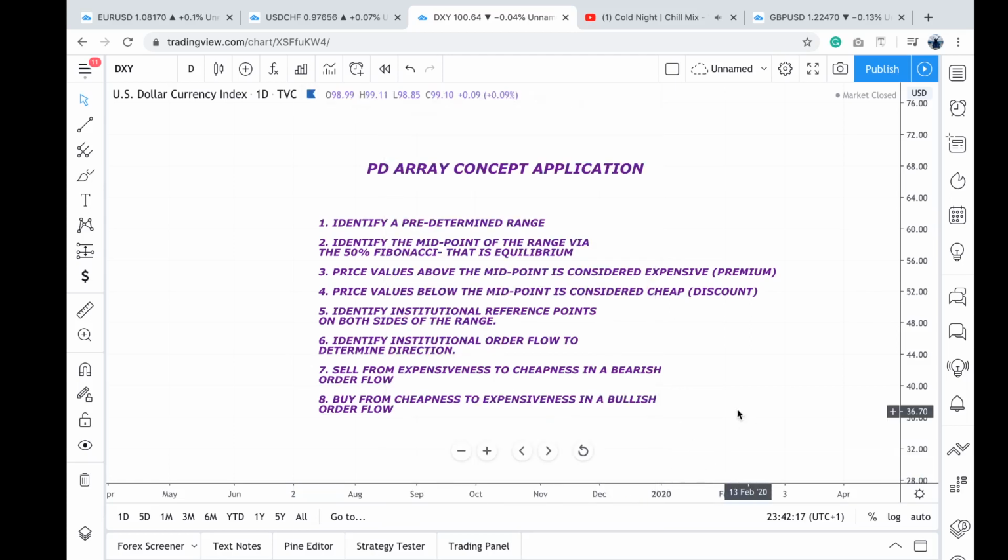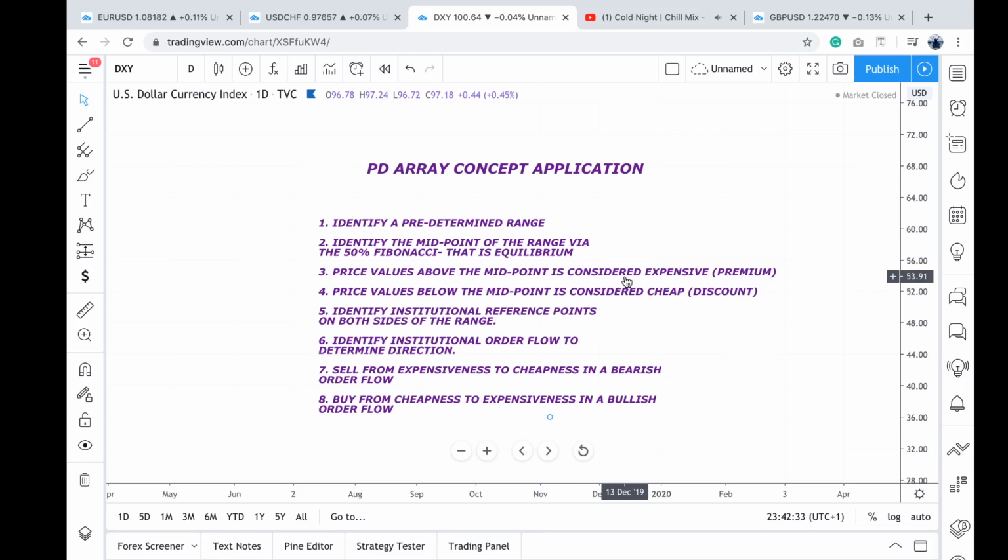Okay, so the next step you want to do is, price values above the midpoint are considered expensive. That is where you want to sell. Or should you be a buyer from a lower level on the range, that is where you go to look for as a take profit level.